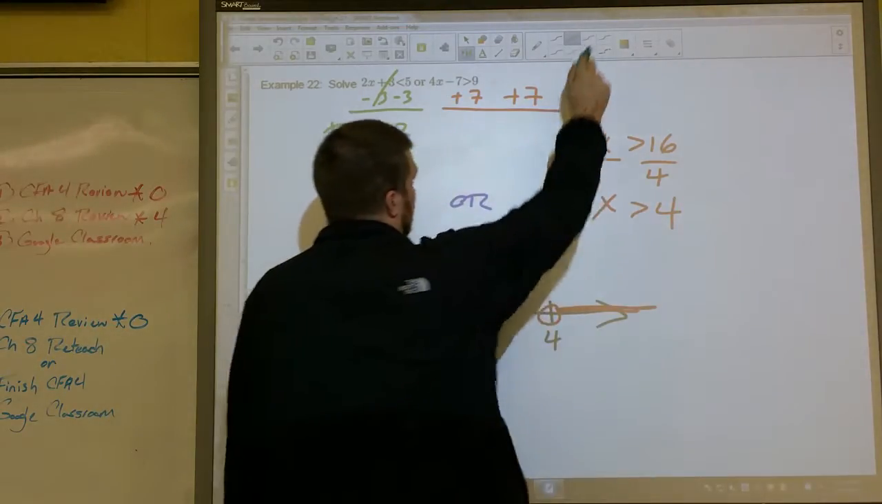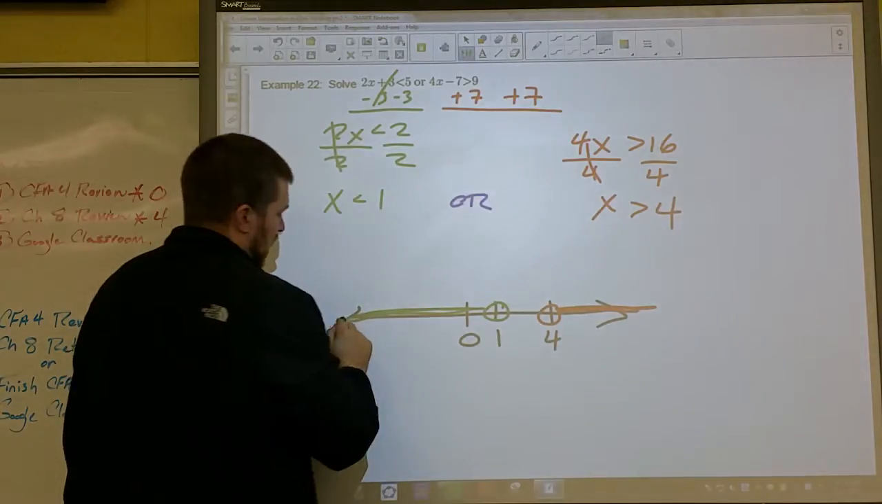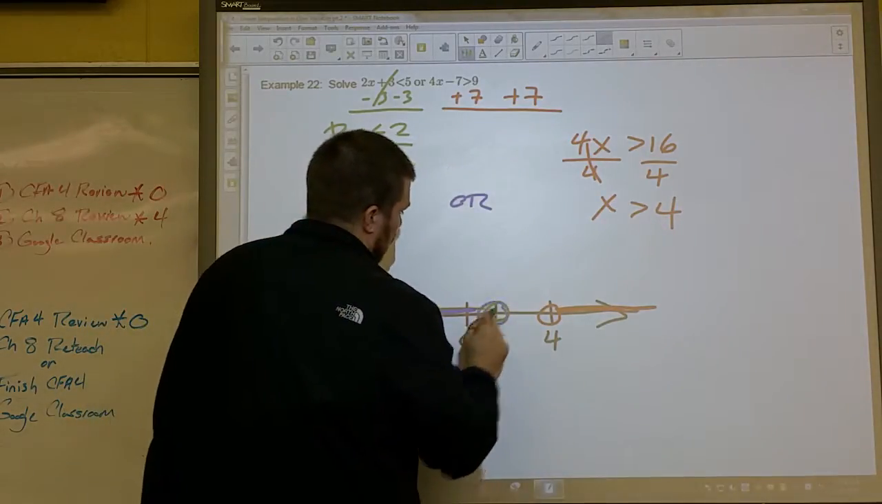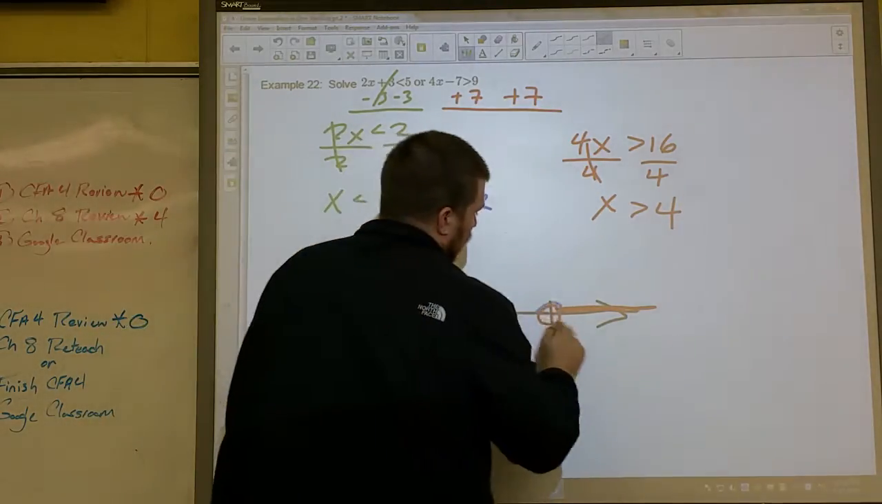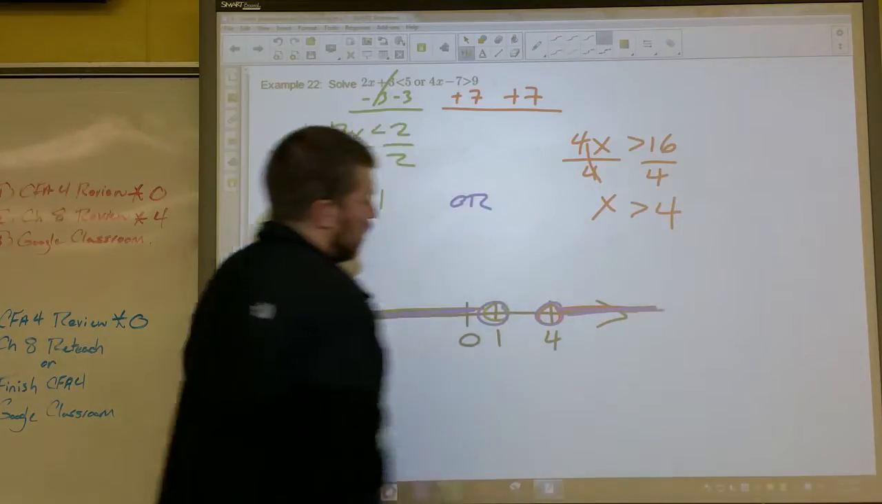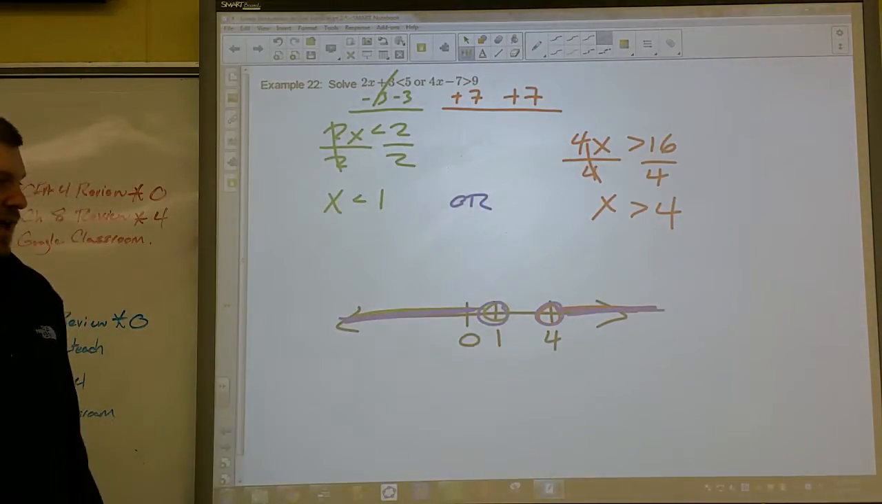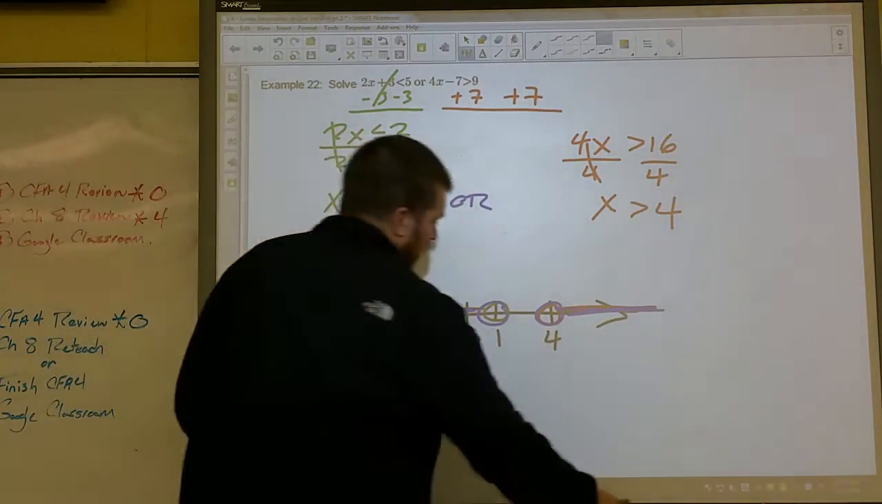So my final answer is where either of these happens, so less than 1 or bigger than 4, either one makes me happy. So that's what my graph of this answer will look like.